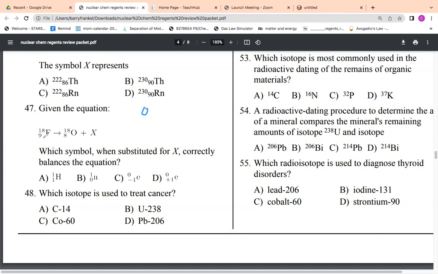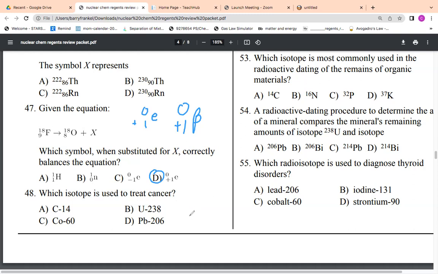Now the bottom, the atomic number on the reactant side is 9. Over here it's 8. So this has to be a positive 1. So this is a positron. Again, you can also write it like this. You can write it either way, both are acceptable, but we would want to go with choice D.